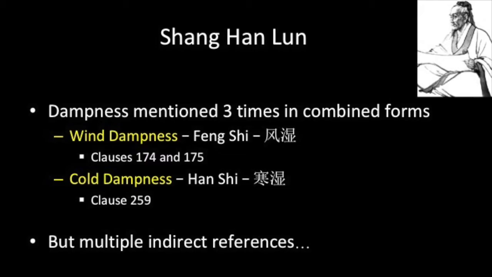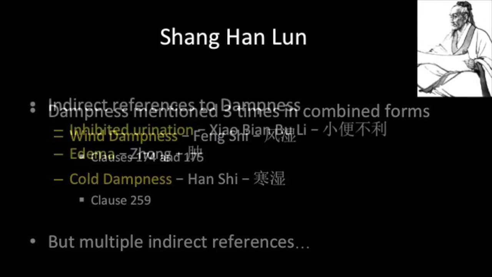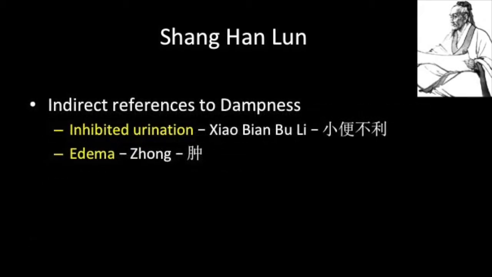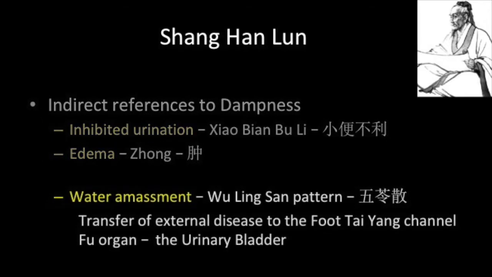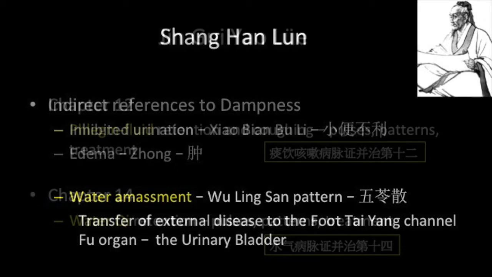Returning to the classics, the Shang Han Lun only mentions the word for dampness 3 times. However, if we look more carefully at terminology and symptoms used in the text, it becomes clear that many of the formulas are aimed at conditions that TCM recognizes as dampness and phlegm. There are a lot of references to urinary problems and edema, which can be linked to improper water transformation, water accumulation, and even water reversal. The second part of the Taiyang section deals with the transfer of external disease to the foot Taiyang channel's Fu organ, that is, the urinary bladder, thereby creating water amassment.